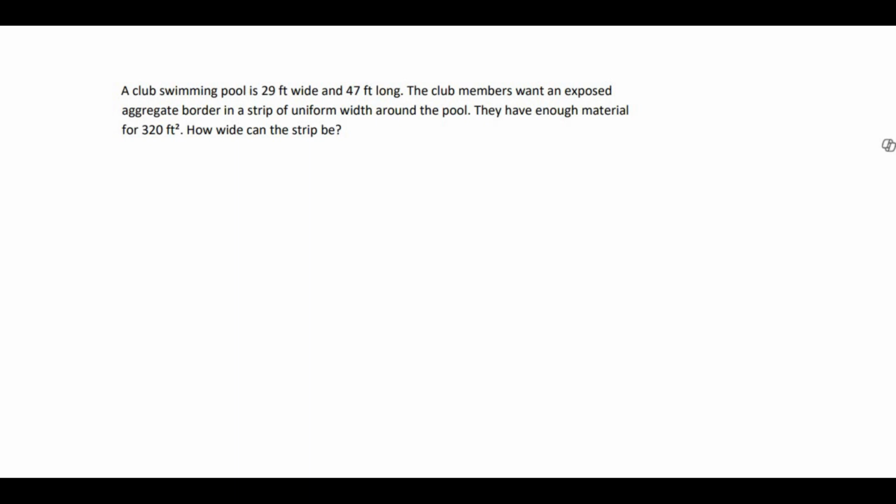A swimming pool is 29 feet wide, 47 feet long. The club members want an exposed aggregate border, a strip of uniform width around the pool. They have enough material for 320 square feet. How wide can the strip be? Okay. So your first rule of problem solving is to draw a picture.